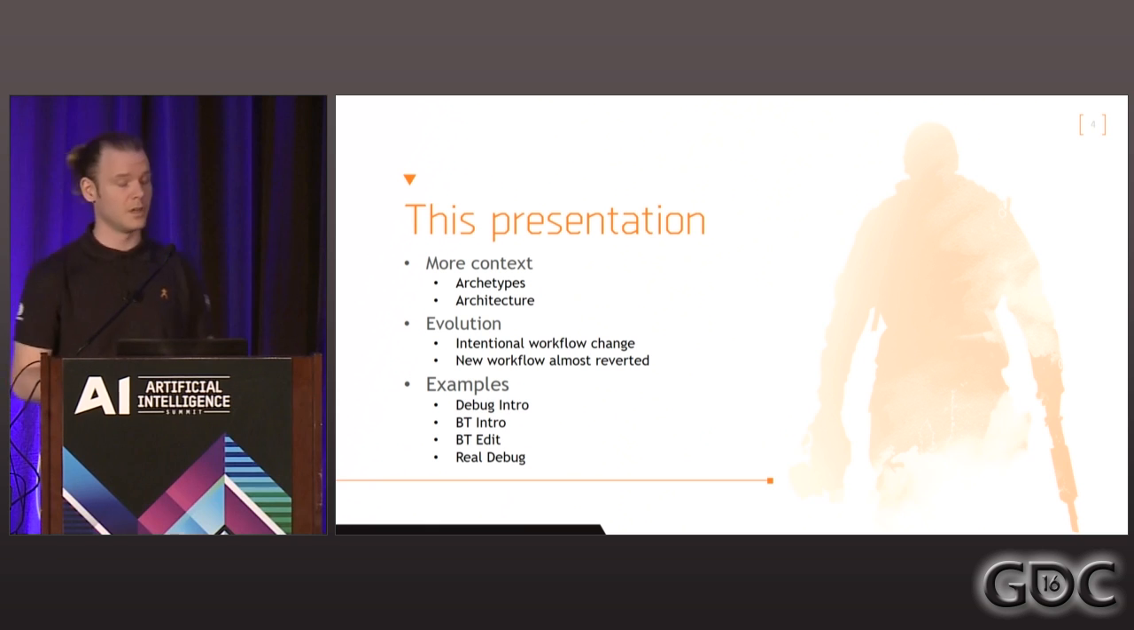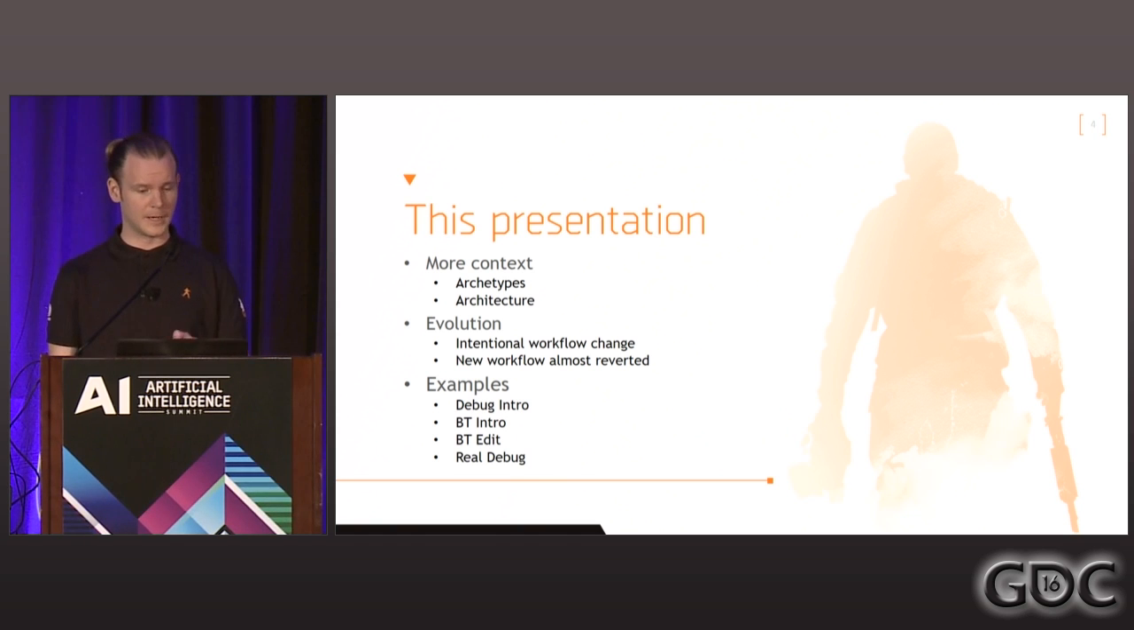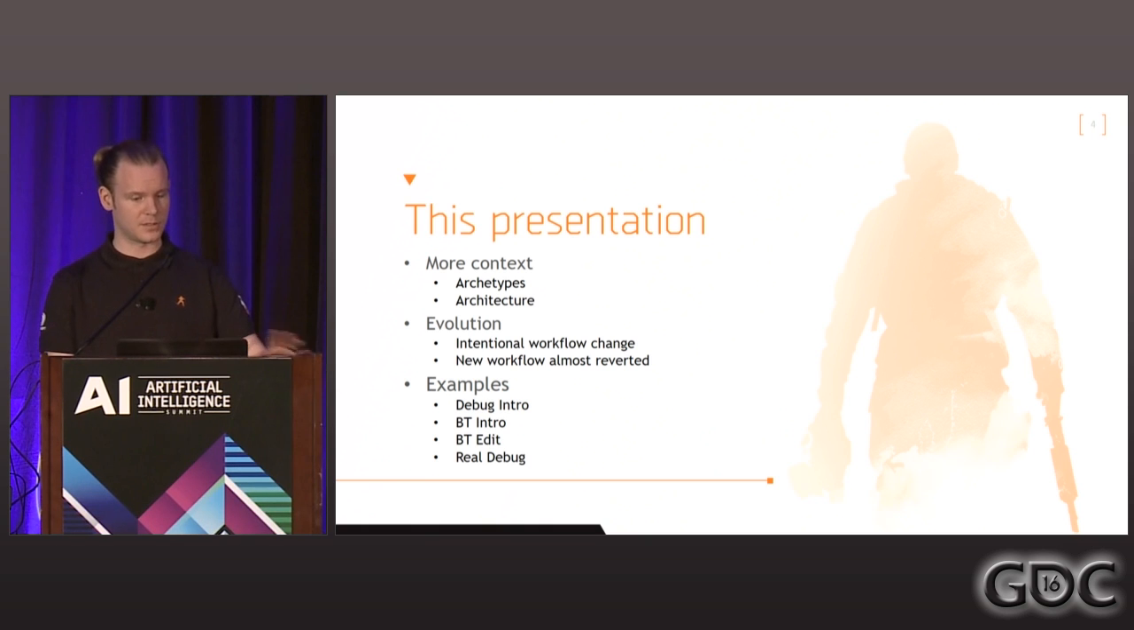So first, I'd like to give you an overview of this presentation. I'll first set you up with some more context on the archetypes and the architecture. Then I'll do a brief section about the evolution of the toolset and our workflow, mostly because we intentionally set out to change the way we work, and we almost ended up going full circle and going back to the beginning. After that, since that also sets up how we work now, I'll give you a little introduction to the debugger that we have, the behavior trees that we use, how we edit them, and then I'll finish off with a real debugging example with an actual bug that we fixed for the game.